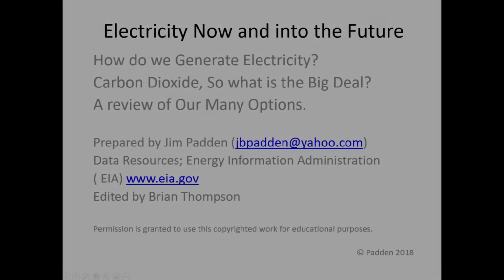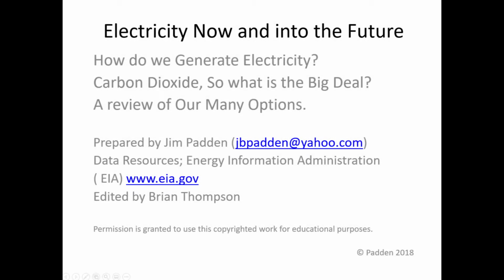This presentation looks at the resources we use to generate electricity. Powering the electric grid creates a lot of carbon dioxide. We will discuss ways that will reduce our carbon footprint.